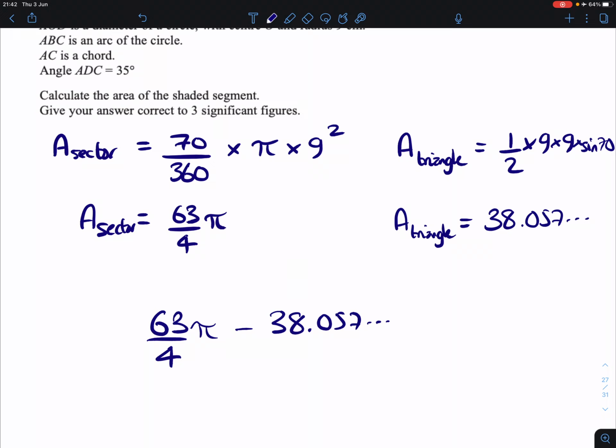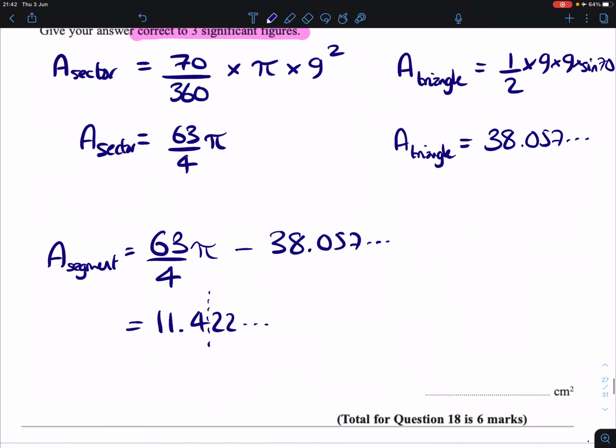Anyway, you do 63 over 4 pi and take away ANS, our answer, and that will be the area of the segment, which is 11.422, and so on. We're being asked to round it to 3 significant figures, so that will give us 11.4.